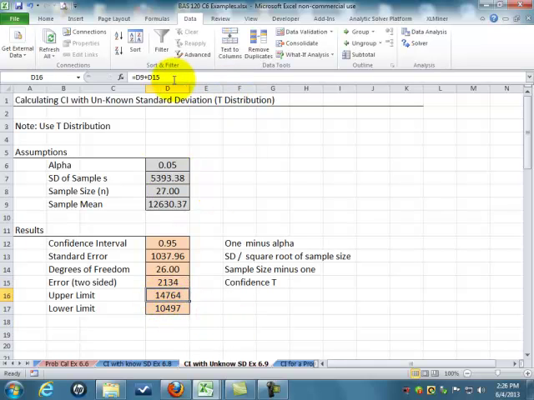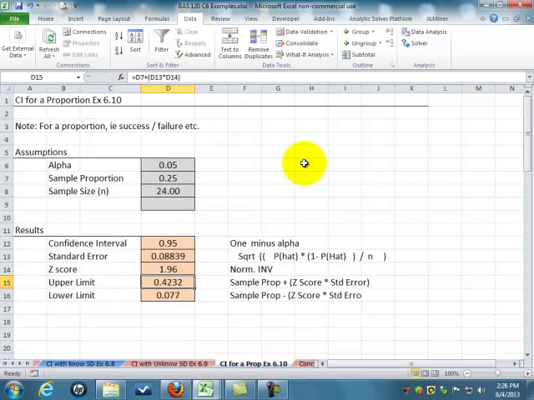Once we have that, same as the other one, our upper limit is the mean plus the error. The lower limit is the mean minus the error. Now, we've covered it for when we have a normal distribution. When we don't know the standard deviation of the population, we use a t-distribution. But what about when we have a proportion, like foul shots or win-losses, success-failure?